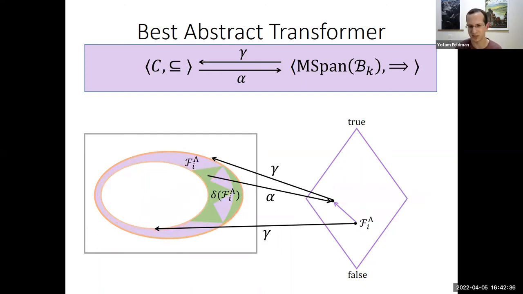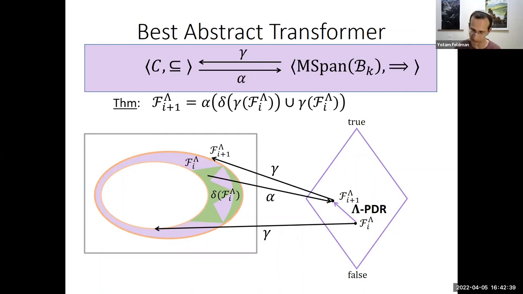And the main point of this abstract domain is that we can prove that an iteration of Lambda PDR, or the relation between successive frames of Lambda PDR, exactly corresponds to an application of the best abstract transformer in the monotone span domain. So the next frame of Lambda PDR is always given as the best abstract transformer from the previous frame of Lambda PDR. And this is for one iteration, the relation between successive frames. For example, in the example we had before, what we have on the left is actually the exact post image of the set of initial states. And what we have on the right is actually the first frame of Lambda PDR when we execute it on this example.